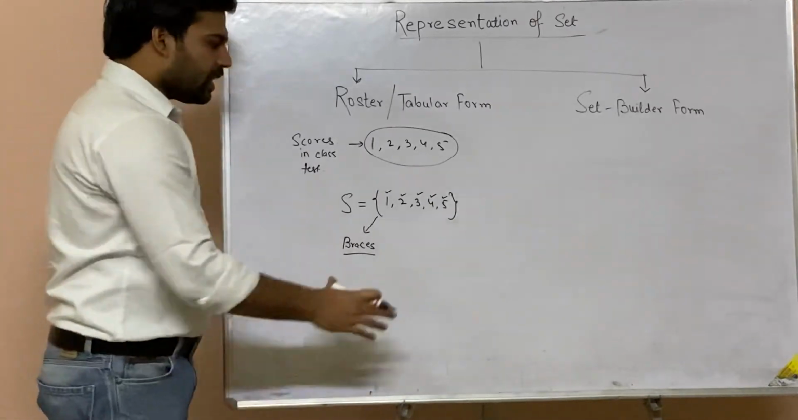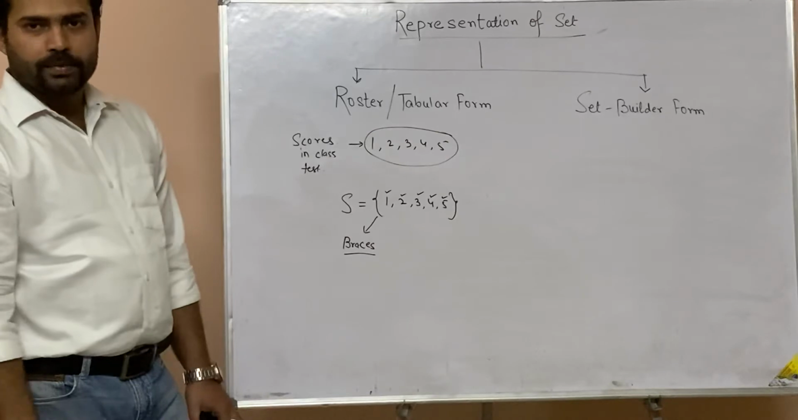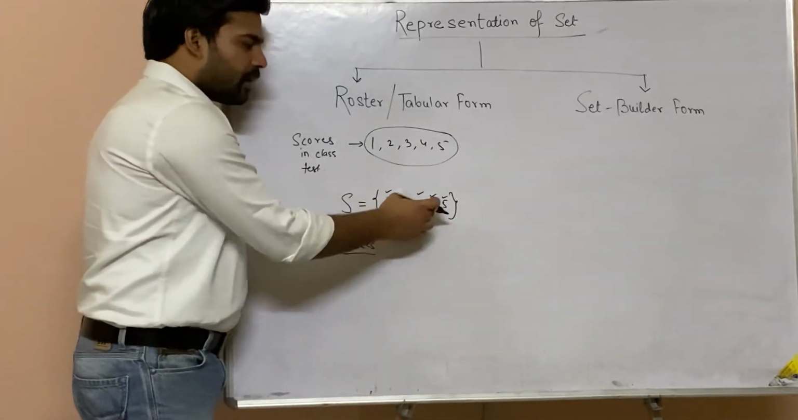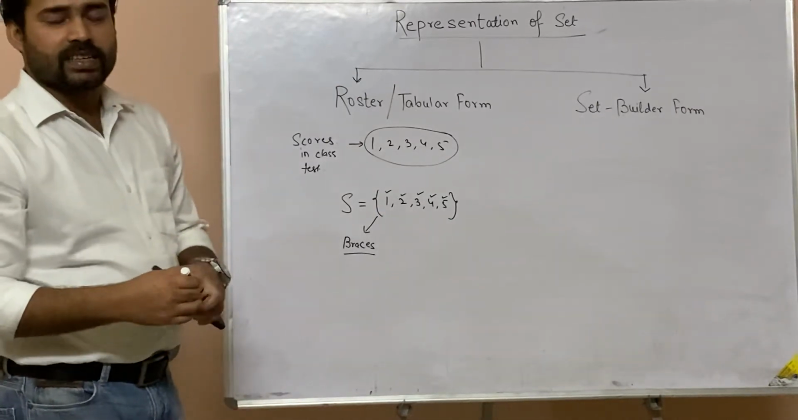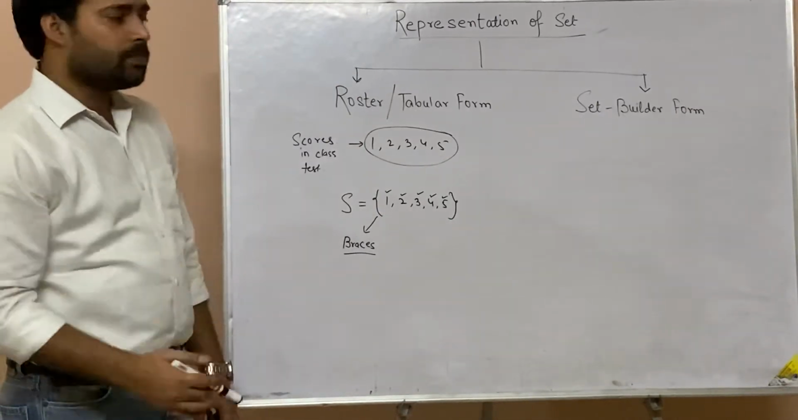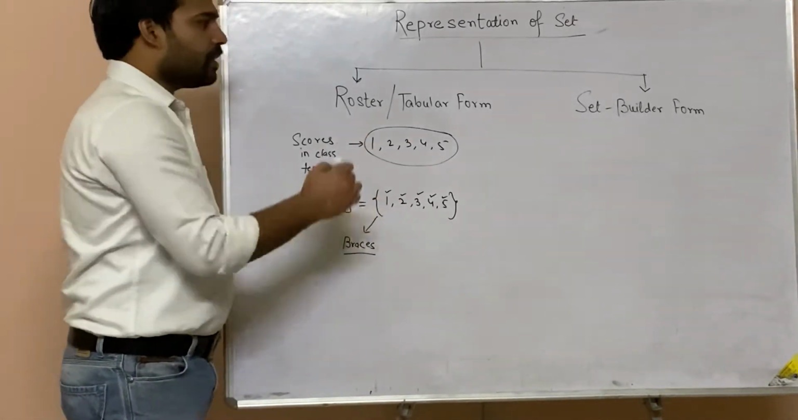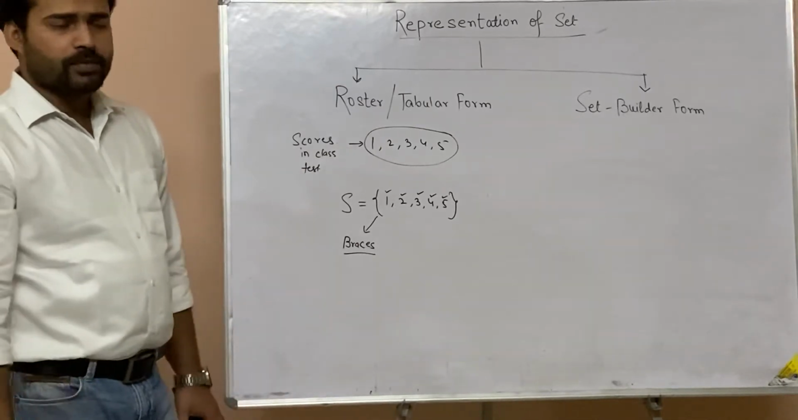Every element must be encapsulated inside these curly braces. Inside the braces they must be there and separated by commas, so that we get to know what the elements are exactly. To distinguish between the elements you need to put this comma. This is how you will be representing the roster form. I think all of you understood.